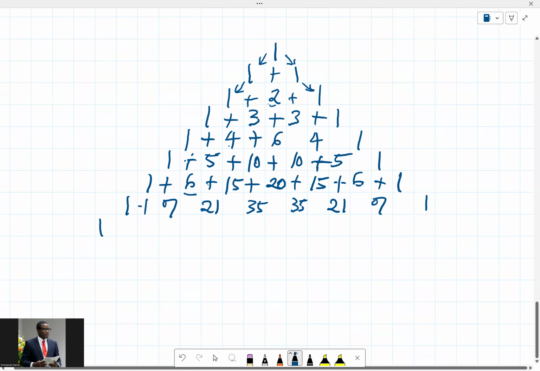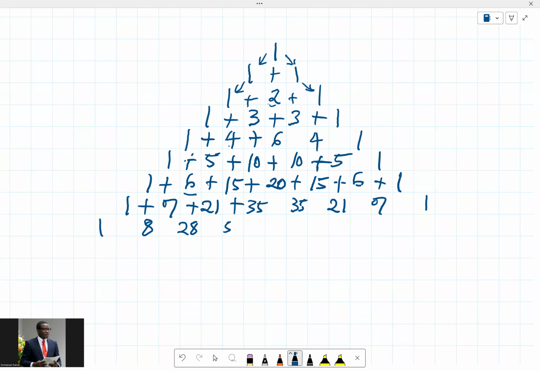So 1 plus this, 8. 7 plus this is 28. This, 56. This, 70. Oh, this should be 56, actually, 56. Then this is also 56 because there's symmetry now. Then 21 plus 7, that's 28. 7 plus 1, that's 8. And then you drop 1. So let me go as far as 10. So now power 9, because this is power 8.